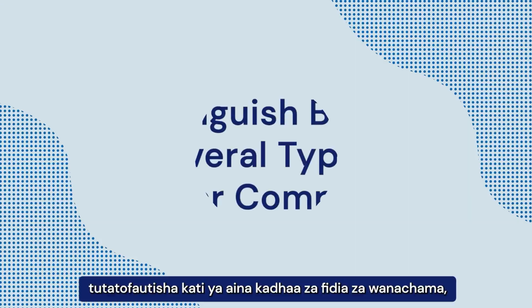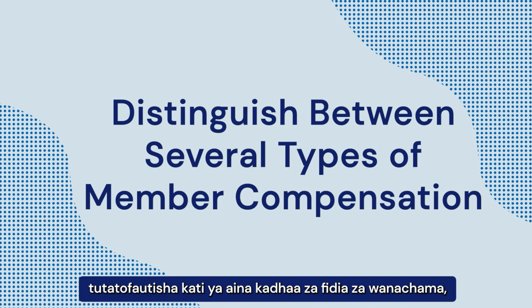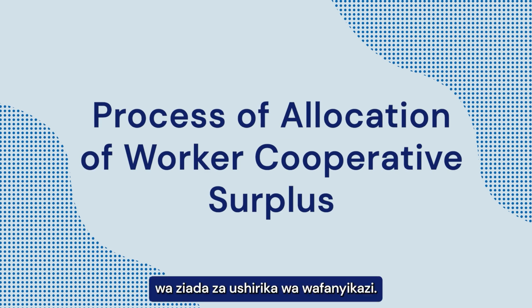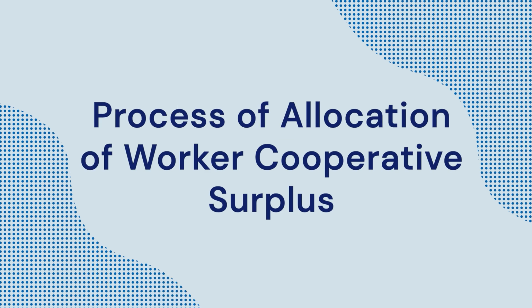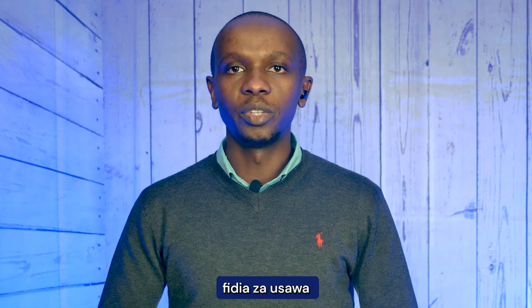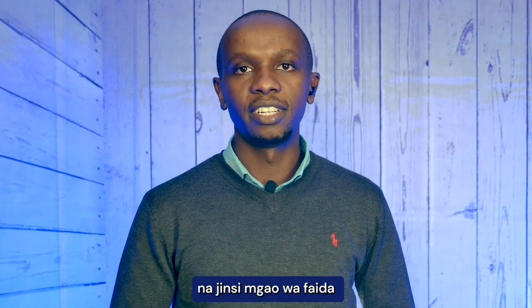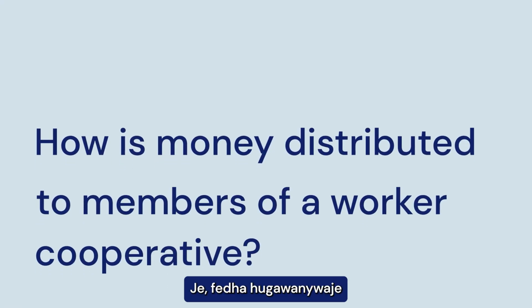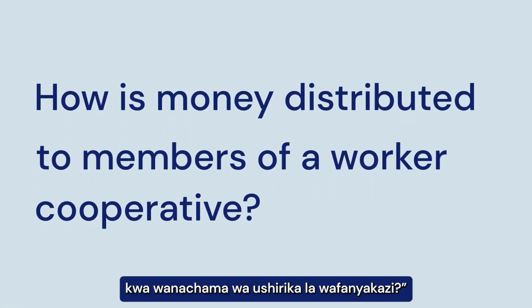This session, we will distinguish between several types of member compensation and the process of allocation of worker cooperative surplus. We'll also have clarity on equity compensation and how dividends are distributed to members. How is money distributed to members of a worker cooperative?